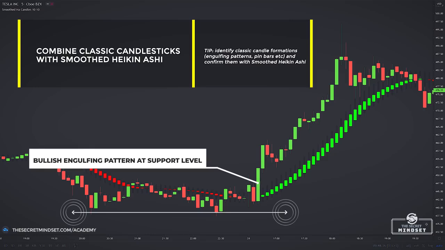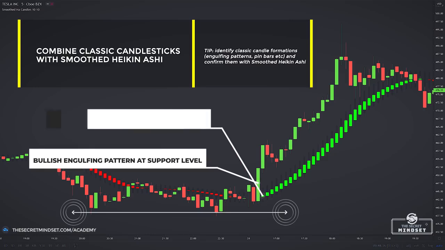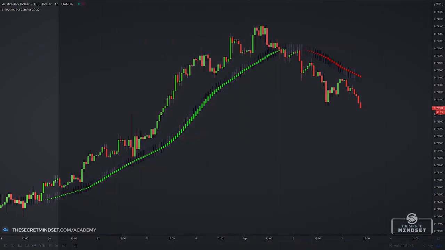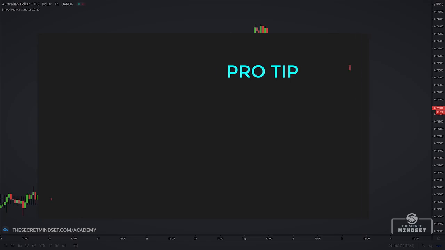Nevertheless, there is room for misinterpretation. With additional smoothed Heiken Ashi candles on the same chart, you can mitigate this danger of misinterpretation, and it can help you to judge a trend more clearly in combination with the classic candlesticks. That's why it's better to use both candle types on the same chart.